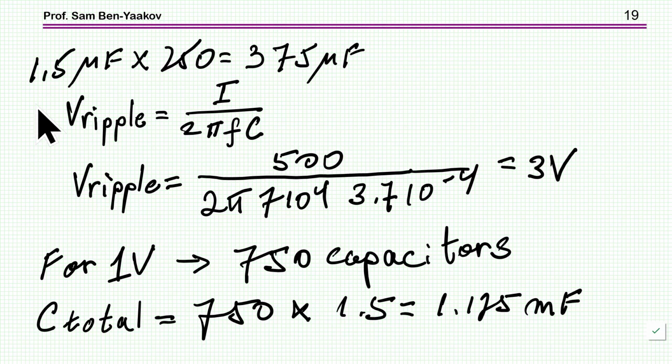So now 1.5 times 250 is 375 microfarad. And now I'm going to ask what is the voltage ripple due to the current ripple considering this capacitance. And it turns out it's 3 volts. That's quite a bit. So therefore I'm going to increase the number of capacitors from 250 to 750. So the ripple will be 1 volt, which is reasonable. And then I find that the total capacitance is now 1.125 millifarad, which is also reasonable for 500 amp ripple.